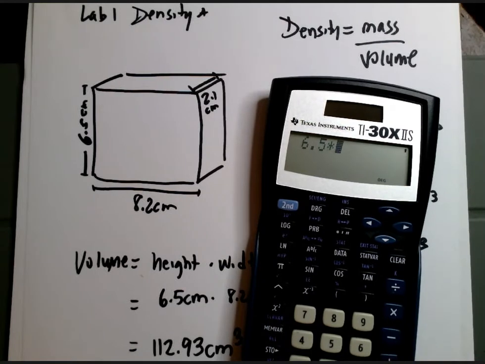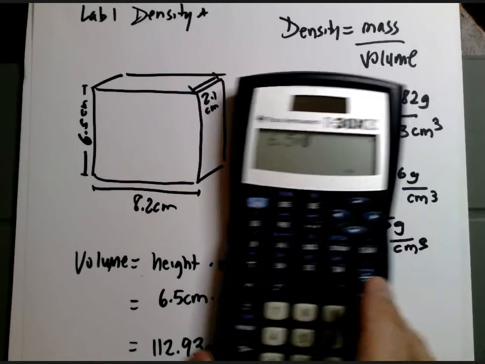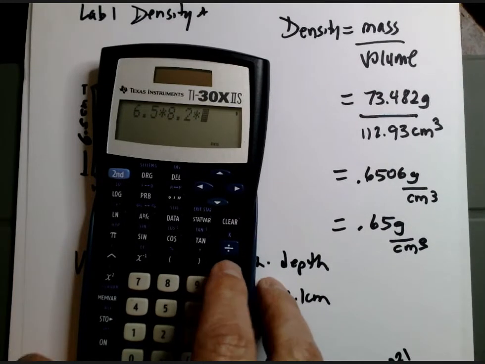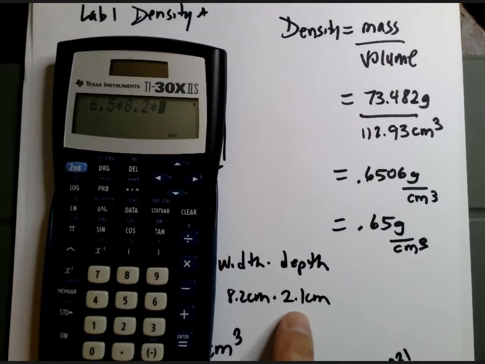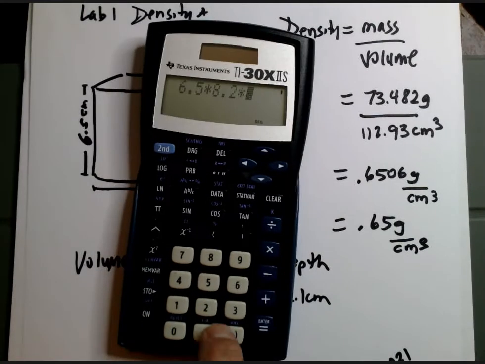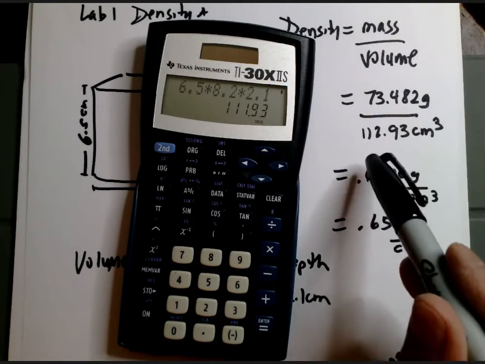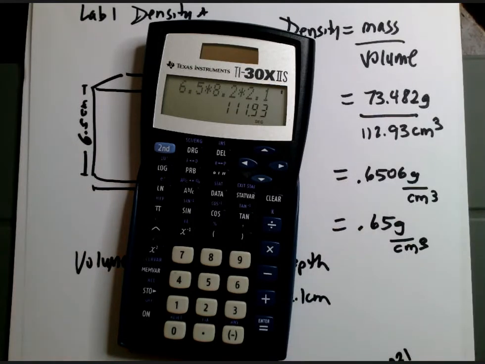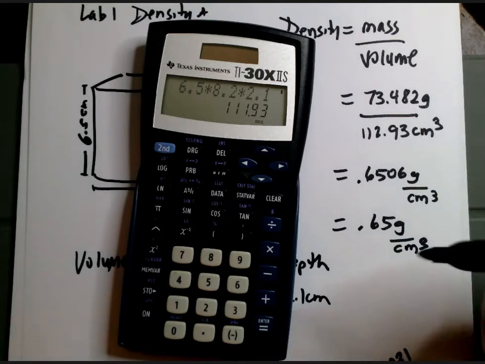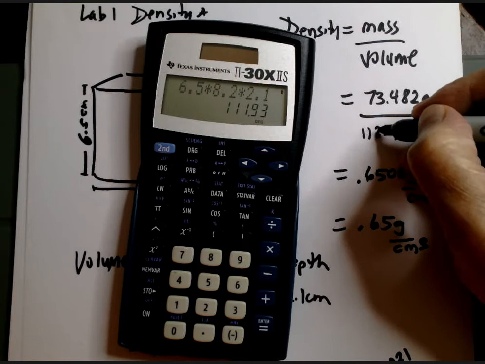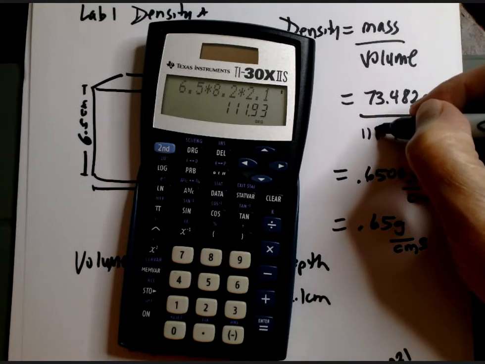multiplied by 8.2 multiplied by 2.1. Hit enter. That will give us 111.93. All right, so I wrote down 112. So maybe this is correct and maybe it's not.